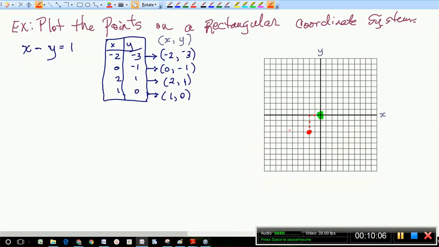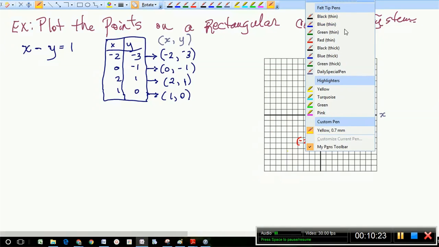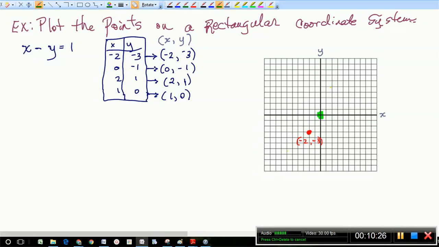Okay. So moving right along to our next point, 0, negative 1. We will start at the origin, right? Put your pen on the origin, the very center of your graph. And we will go left to right, 0, right? So no movement for x, which keeps us right in the center. Now, negative 1 is the y, so we'll go down 1. So we're actually here. So this is the point 0, negative 1.